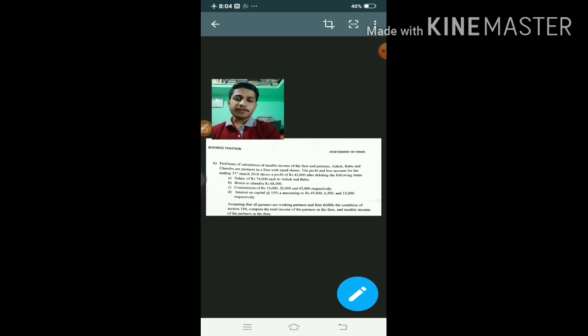Okay, first, they provided salary of 74,000 each to Ashok and Babu. So don't write it directly as 74,000 each for Ashok and Babu as non-business expenses; you have to write 74,000 for Ashok and 70,000 for Babu. Okay, and a bonus to Chandru of 68,000 is provided, and commission is 19,000, 20,000 and 45,000 respectively. That means Ashok is receiving 19,000, Babu is receiving 20,000, and Chandru is receiving 45,000 as commission. So we're going to consider all of this as non-business expenses, and we have to add it back to the net profit.